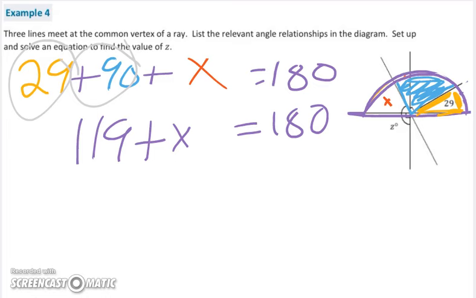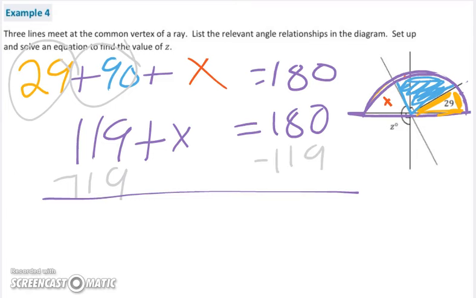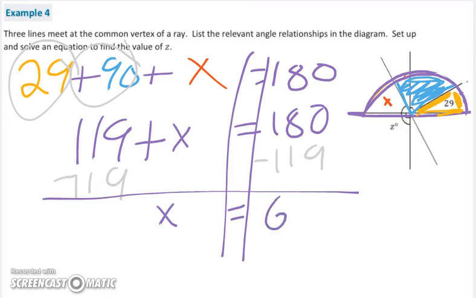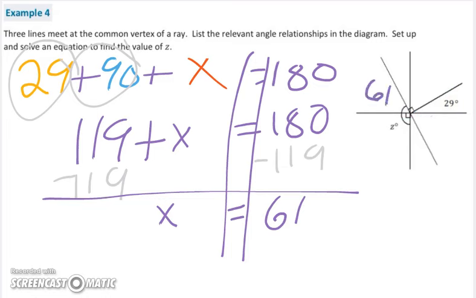Well, to get rid of that, we've got to get that X by itself, right? So we've got to get rid of the 119. Well, it's positive 119, so we will subtract 119 from both sides. Don't forget your line too. And that gives us X equals 61 degrees. Okay, once you find an angle measure, like I always say, make sure you throw it back in on your diagram. So we just found this angle here to be 61 degrees. Think you can tell me what Z is now?